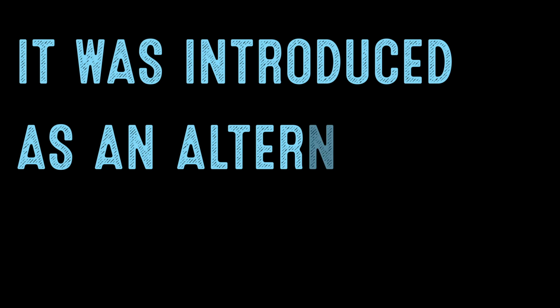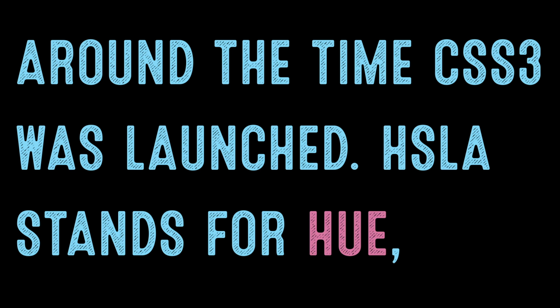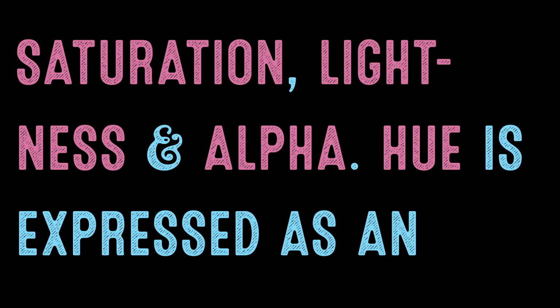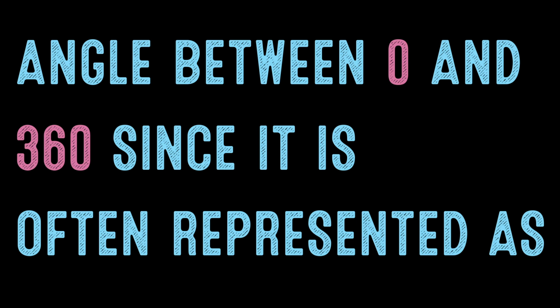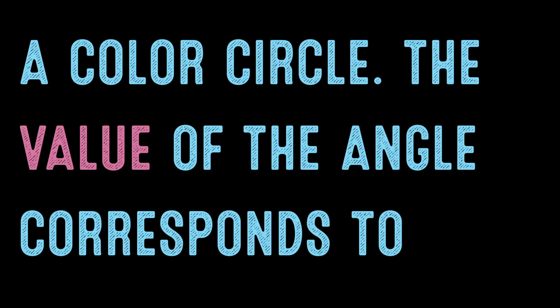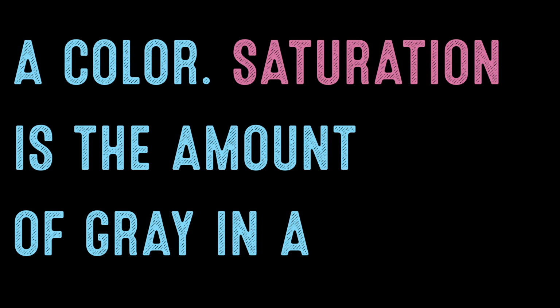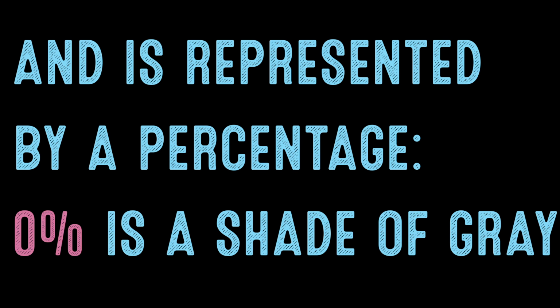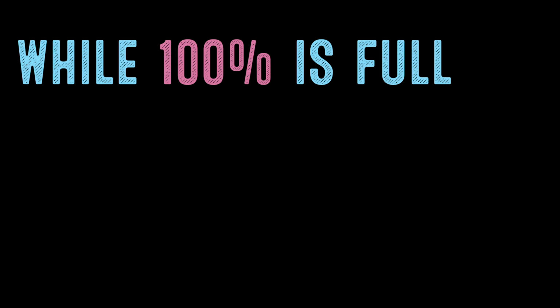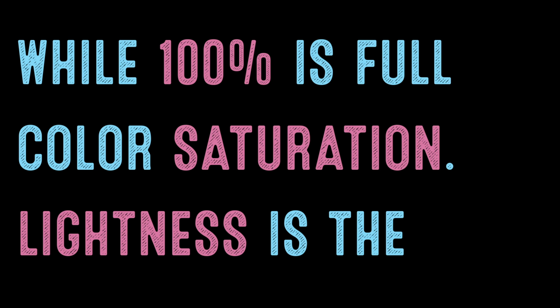It was introduced as an alternative way to specify colors around the time CSS3 was launched. HSLA stands for hue, saturation, lightness, and alpha. Hue is expressed as an angle between 0 and 360 since it is often represented as a color circle. The angle corresponds to a color. Saturation is the amount of gray in a color and is represented by a percentage. 0% is a shade of gray, while 100% is full color saturation.